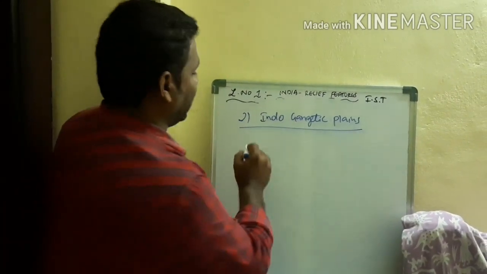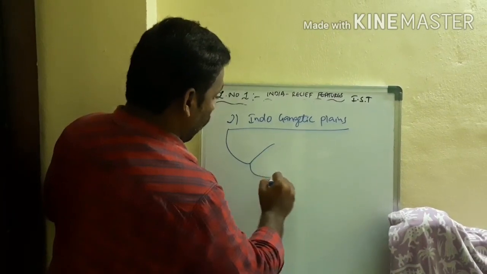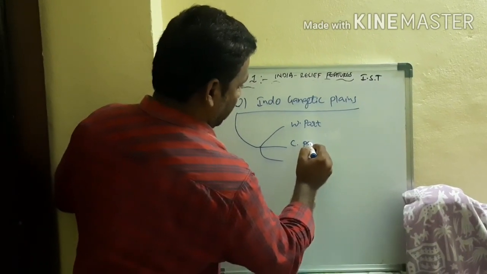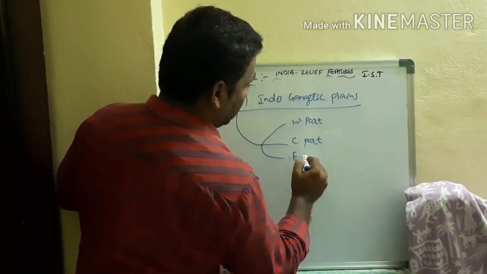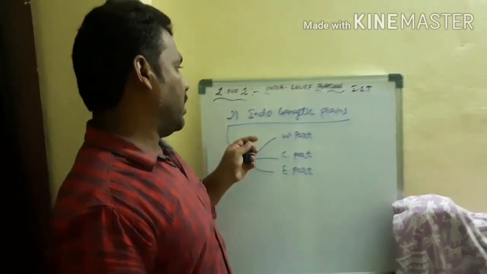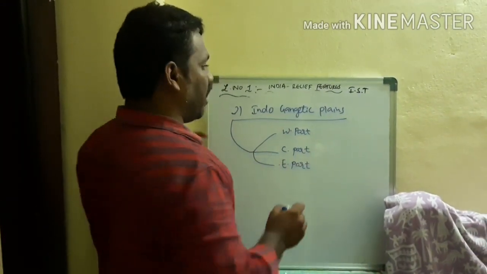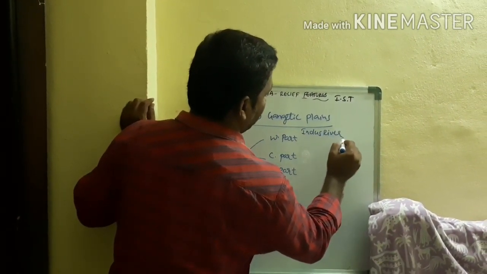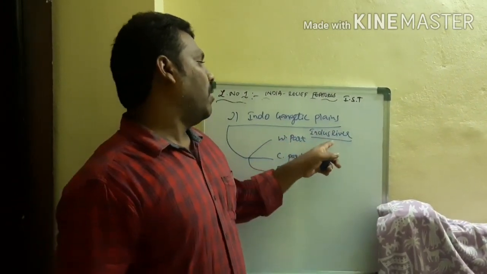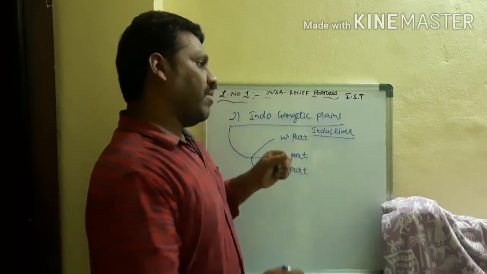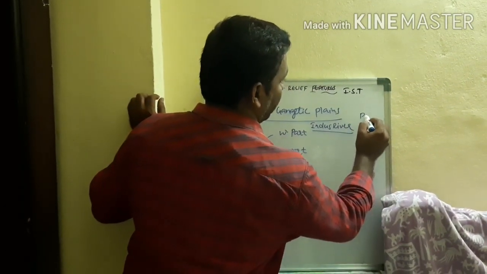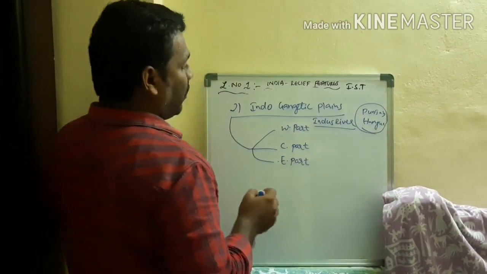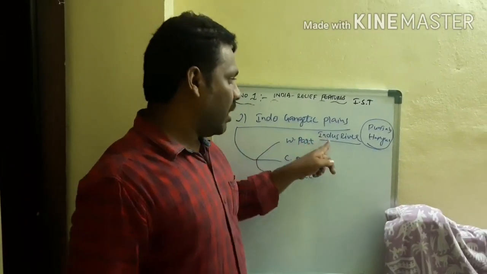The Indo-Gangetic plains can be classified into 3 parts. How many? 3 parts. One is the western part, second is the central part, third is the eastern part. The western part comes from which river? Indus River. The major part flows in Pakistan, and in our country some areas like Punjab and Haryana, a minor portion. The western part of the Indo-Gangetic plains is formed by the Indus River only.